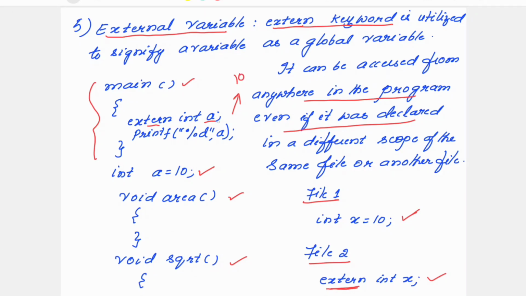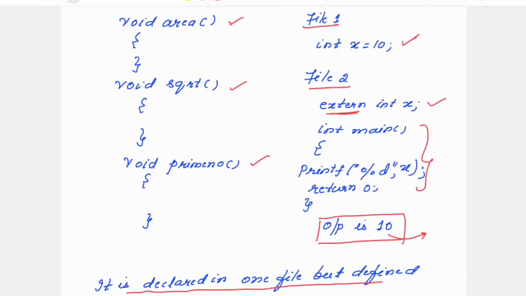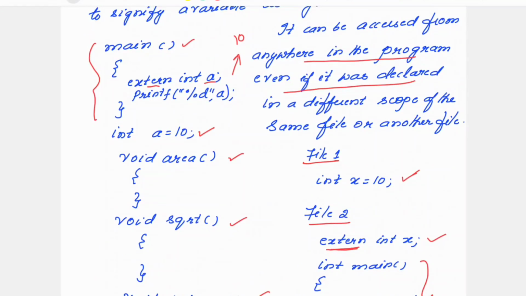So this particular statement signifies that though the variable value is not initialized in this function, it is initialized externally. The word extern means it is externally initialized in other functions. So it is simply like a global variable. You can see here, if extern int a was not written in the main program, then this a equal to 10 is simply like a global variable. All these functions, area, square root, prime number, can access it.